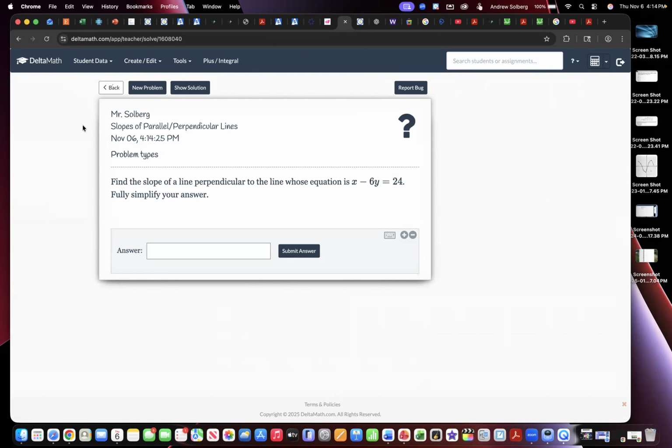So just be careful and read whether it wants parallel or perpendicular. So this one asks for perpendicular. Okay, so that means whatever the slope of this line is, remember perpendicular, we need to do the negative reciprocal. So we need to change the sign and we need to flip it.